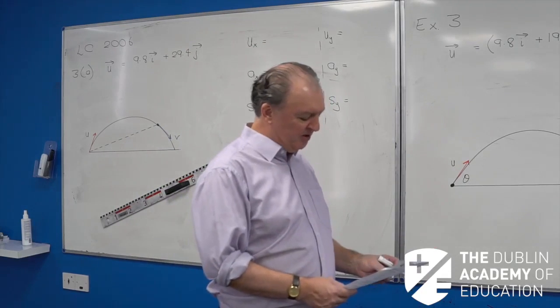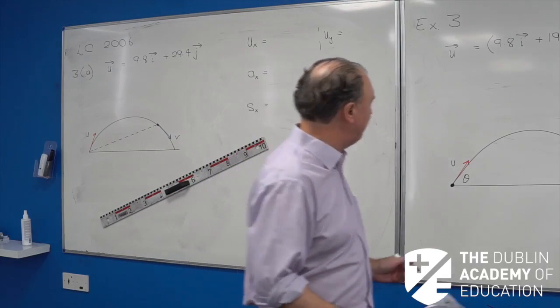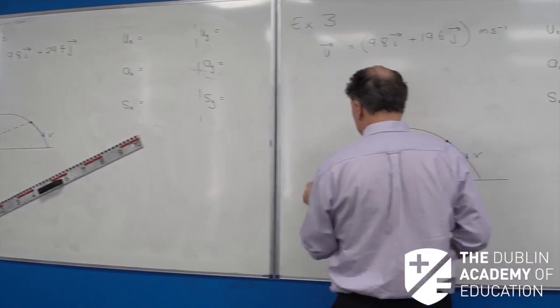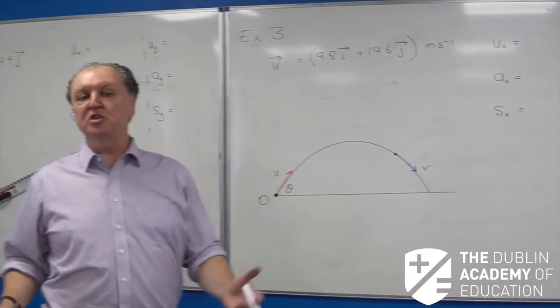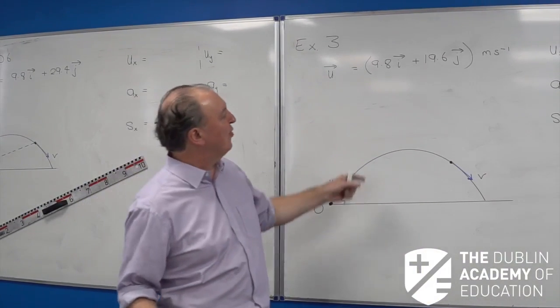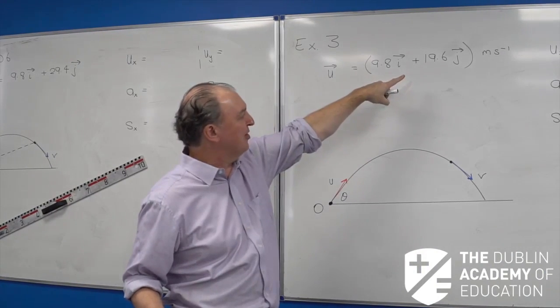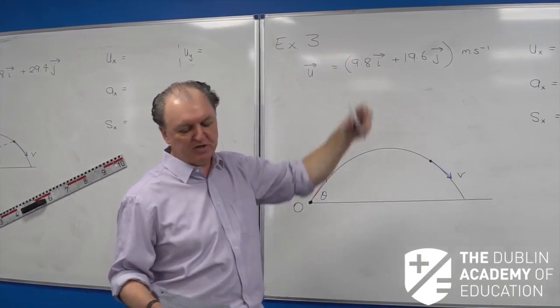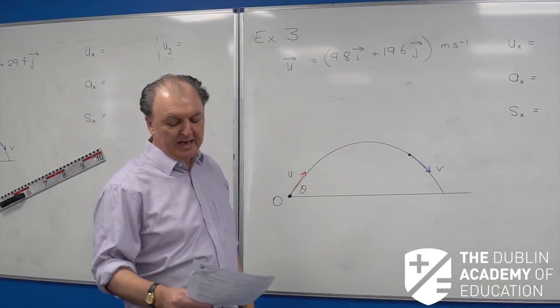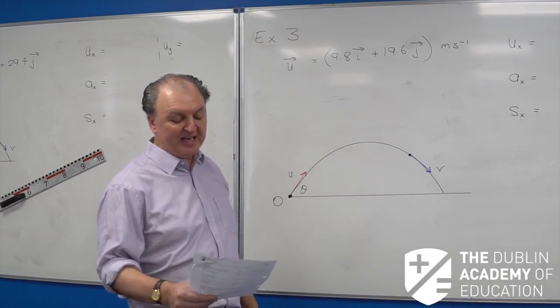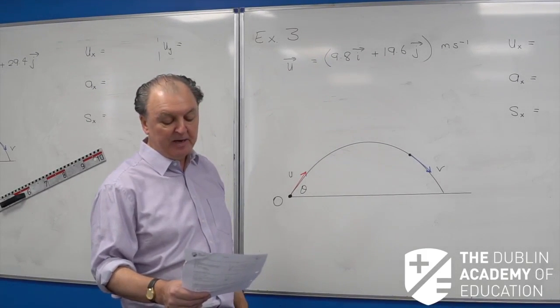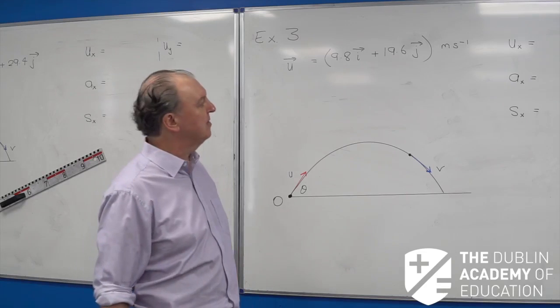Let's move on to example 3 from your worked examples on page 2 from your notes. So what they've given me is a particle projected from a point O. And the initial velocity is given in I and J format as 9.8I plus 19.6J meters per second. What they want you to find, first of all, is to calculate the angle theta at which the particle is launched.